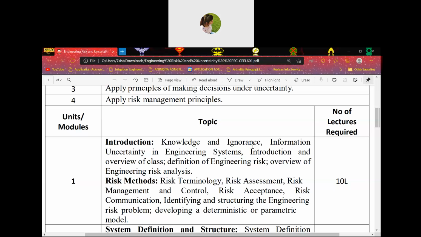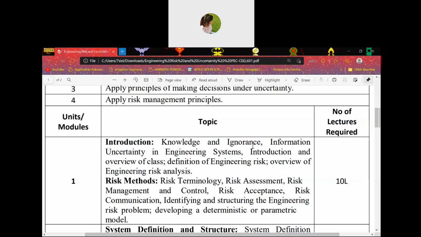Then, definition of engineering risk, which is obvious, we'll study it in the introduction part only. And then, overview of engineering risk analysis. As a whole, what are the certain risk analyses in engineering? We'll study about that. Then risk methods. In risk methods, the first one is certain risk terminology. So under risk, there are certain definitions or terminologies. So we'll study about that.